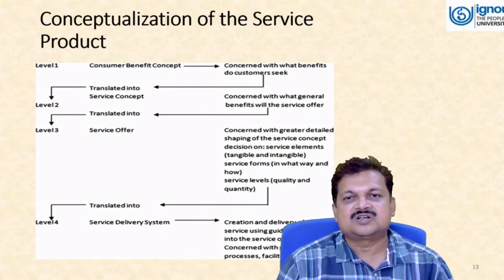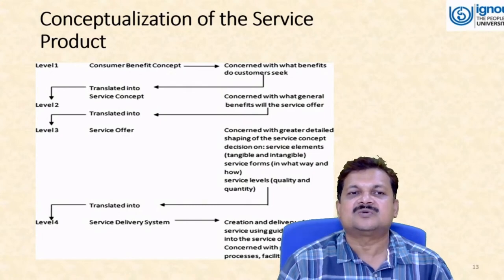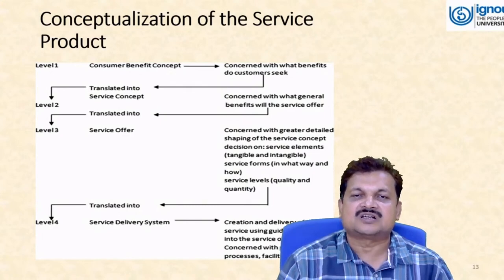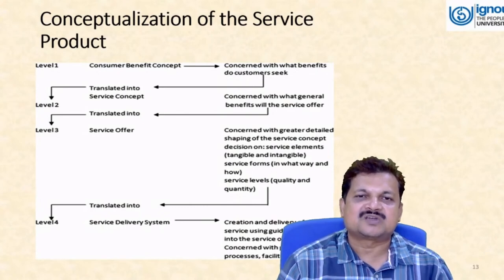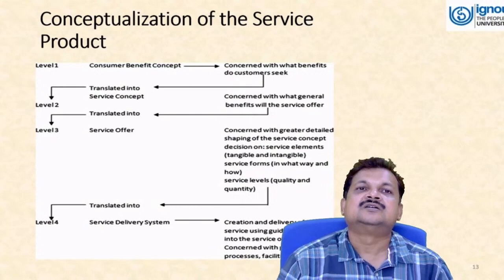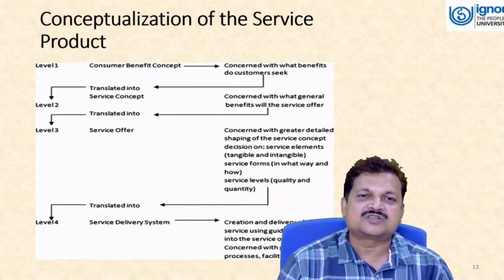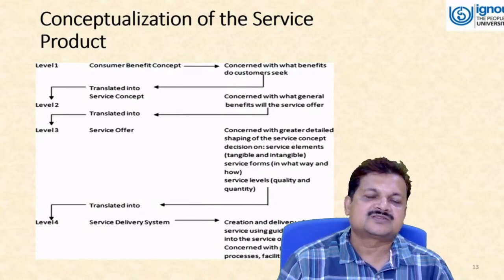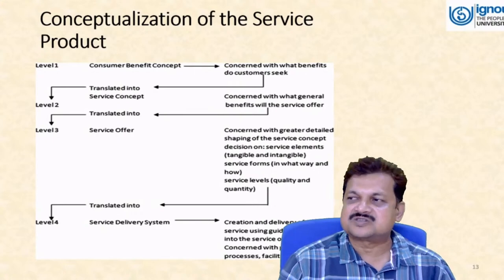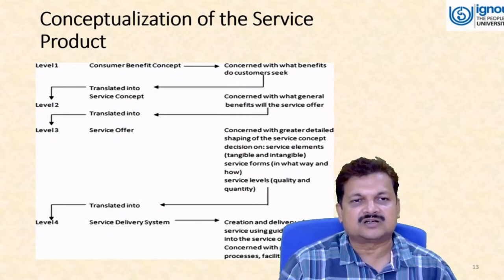Second level is concerned with what general benefits the service will offer. Besides that, any other benefit the customer really requires: cleanliness will be there, some space will be there, outside arrangements for hotels, sitting arrangements. So you can serve the food outside also, not only in rooms. These kinds of things are also possible, and you can offer them with the service.